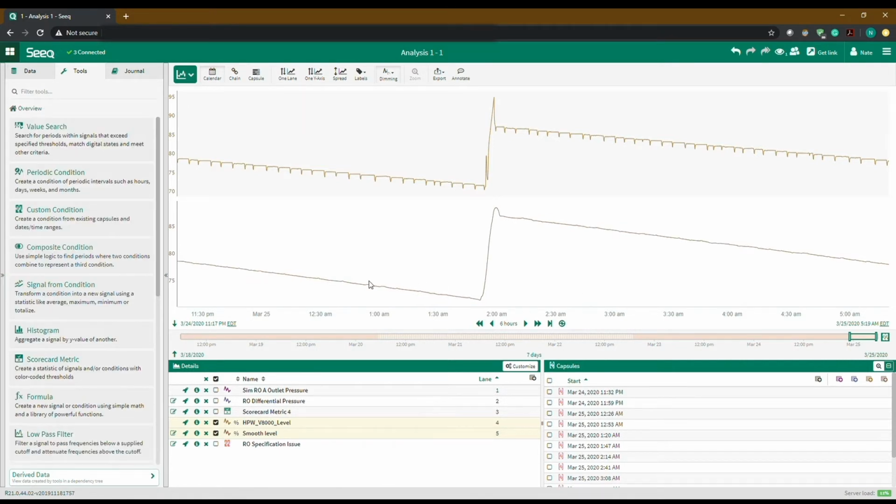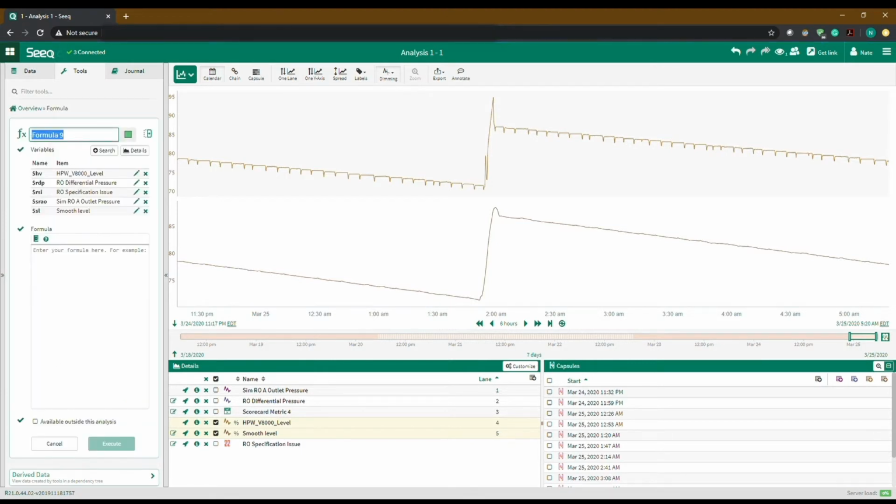Next thing we're going to do is try to convert this percentage to an actual volumetric reading. The way we do that is again by using the formula function in Seeq, and we're going to call this tank volume. This time we're going to use the signal that we created, which is our smooth level signal, and we're going to multiply it by the volume of the tank, which is 520 gallons.